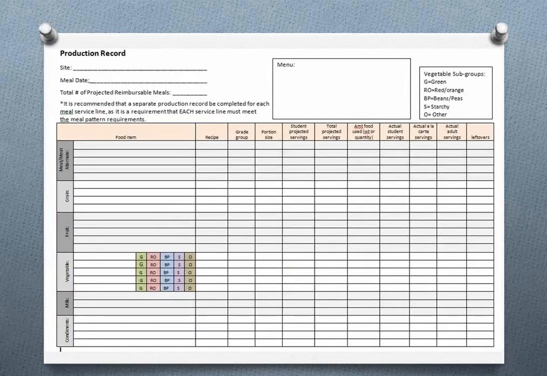This one was developed last year with the introduction of the vegetable subgroups. Again, either one is fine. So long as you have the categories listed across the top, you can create your own production record. But for every lunch and breakfast, there needs to be a production record for your staff to work off of.